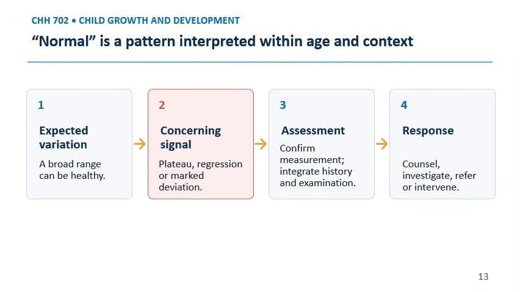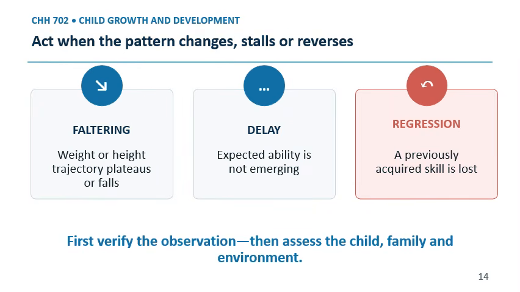This approach prevents two errors. The first is over-labeling healthy variation. The second is dismissing a meaningful signal until valuable time has been lost. The purpose of standards and milestones is to support judgment, not to replace it. We need to act when the pattern of growth or development changes, stalls, or reverses.